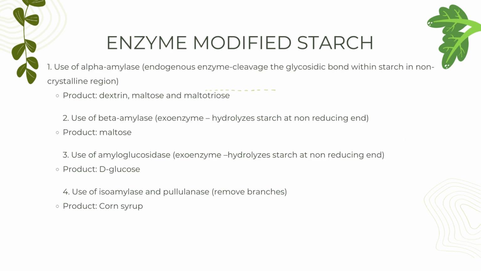Another technique is enzyme modification. The use of alpha amylase, an endoenzyme, cleaves the glycosidic bond within starch in non-crystalline region, which produces dextrin, maltose, and maltotriose. The use of beta amylase, an exoenzyme that hydrolyzes starch at non-reducing end, produces maltose. The use of amyloglucosidase, an exoenzyme that hydrolyzes starch at non-reducing end, produces D-glucose. Another example is the use of isoamylase and pullulanase to make corn syrup.